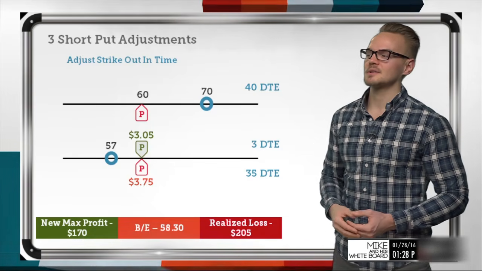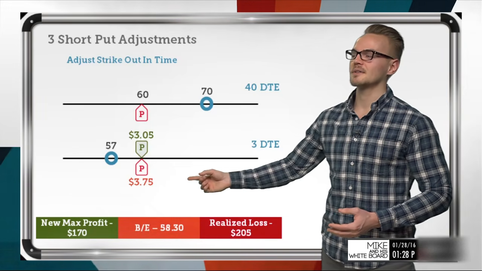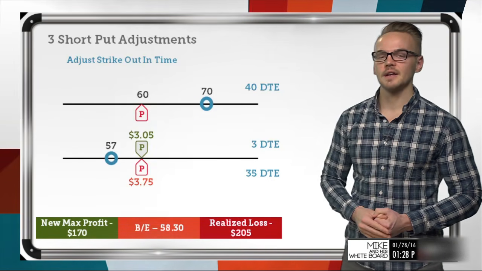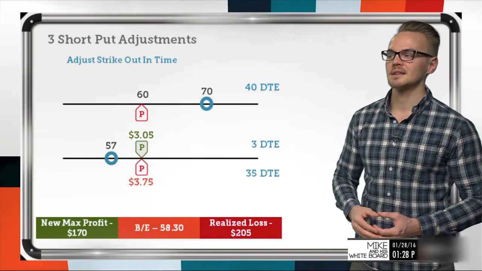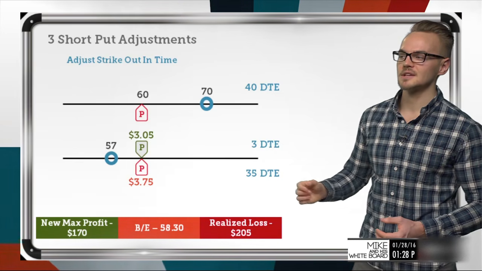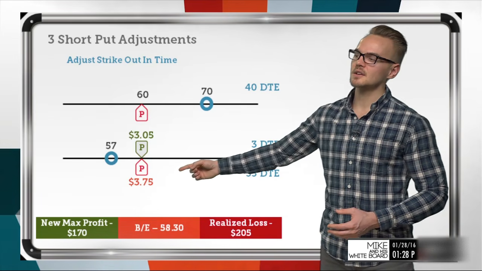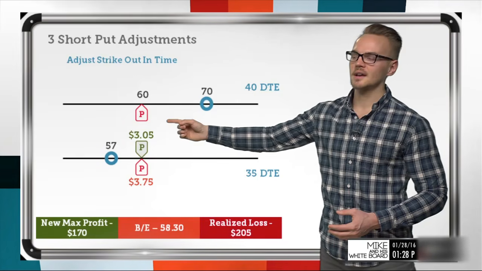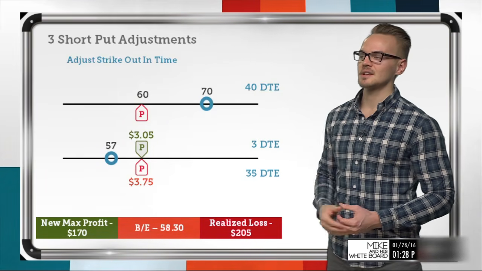But I want to roll it out in time because my assumption is still the same. So I'm able to roll it out for $3.75. Basically I'm collecting 75 cents of extrinsic value, since there's $3 of intrinsic value embedded in that new short put for 35 days to go. So we look at all these values and we can see that I'm collecting a new net credit of 70 cents in addition to the $1 credit I collected originally, which gives me a new max profit of $1.70.